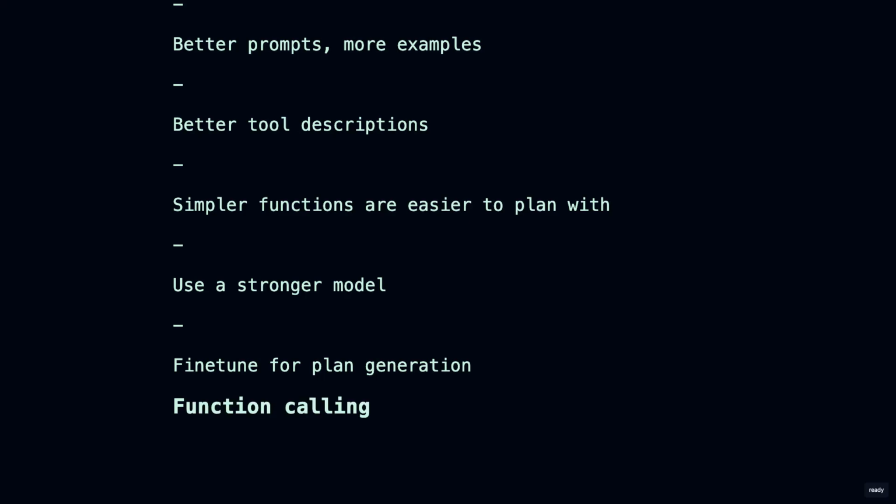Now we switch from prompt-based planning to the API pattern most providers expose today. Function calling makes tool use more structured, and that is what turns a language model into a more reliable agent.